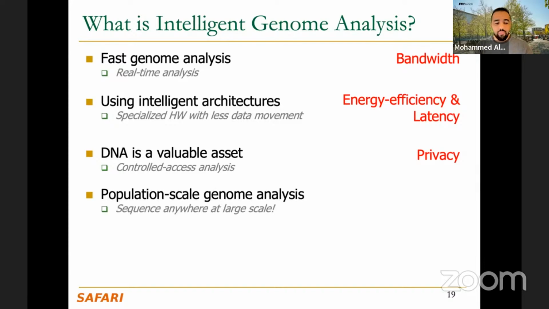And then the population scale. We've been talking about the first one, which is the bandwidth, where we want very fast genome analysis. But how fast should we be able to do the analysis? Is 1 hour enough? Is 10 minutes enough? Is 1 minute enough? So that is for an individual.